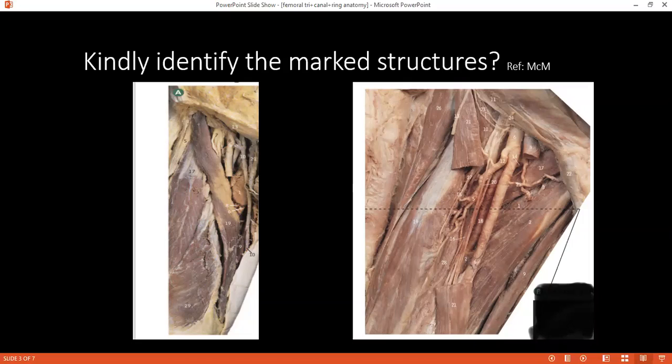So these muscles are supplied by which nerve? Muscles of the anterior compartment of the thigh, being the sartorius and the quadriceps muscles, are supplied by the femoral nerve. Adductor magnus is only supplied by the obturator. Good. The adductor muscles are supplied by the obturator. Yes. Good. Thank you.